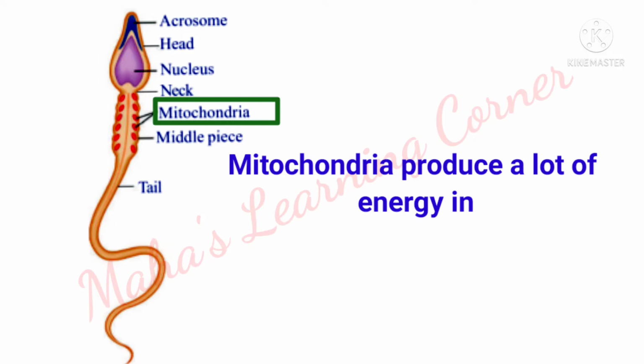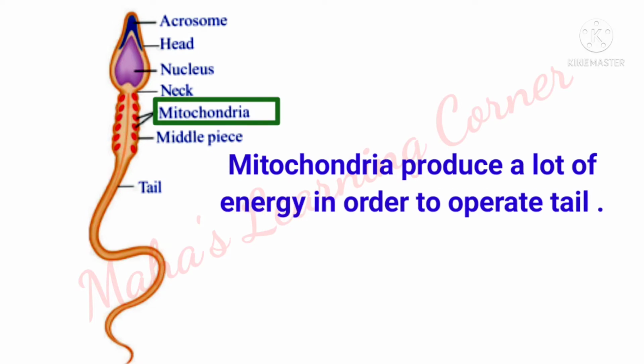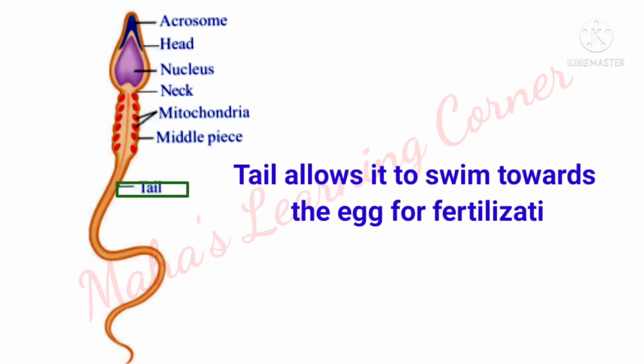A large number of mitochondria are present in the mid-region, so it is able to produce a lot of energy in order to operate the tail. Its tail allows it to swim towards the egg for fertilization.